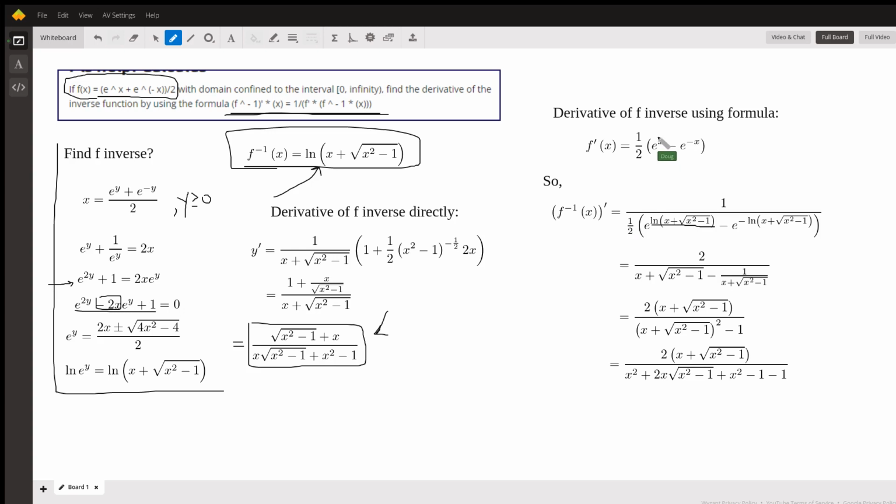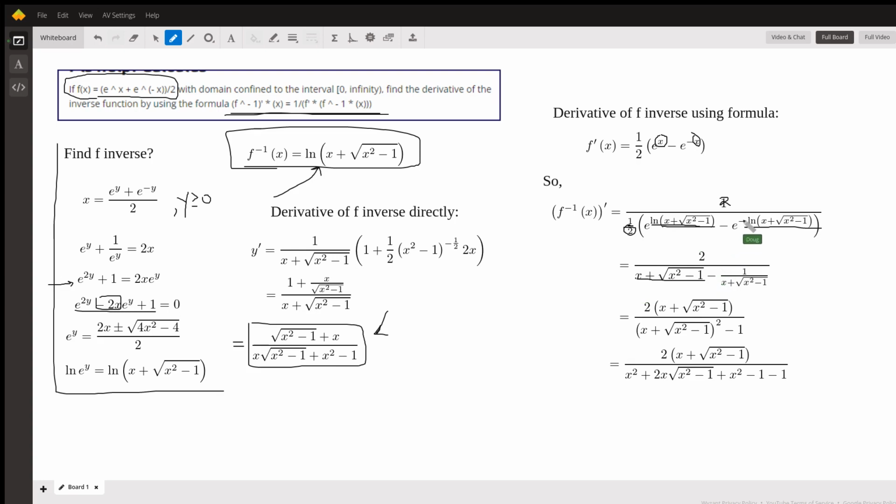1/2 e to the, what do we replace this x with? The inverse function, ln of the quantity x plus the square root of x squared minus 1, minus e to the minus, what do we replace this x with? The inverse function, okay? And e to the ln of anything is the anything. I can put this 2 in the numerator, which I've done down here. E to the ln of this just gives us that.